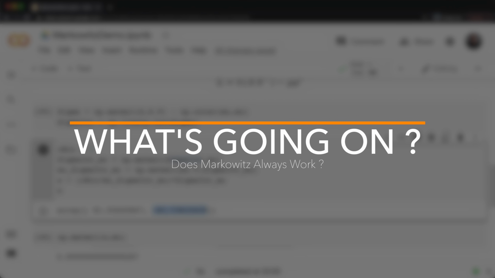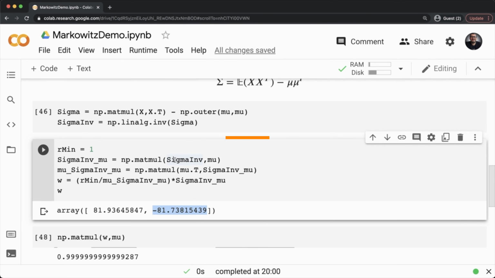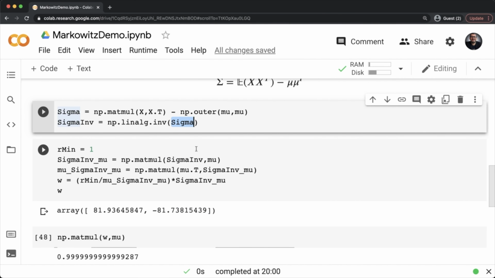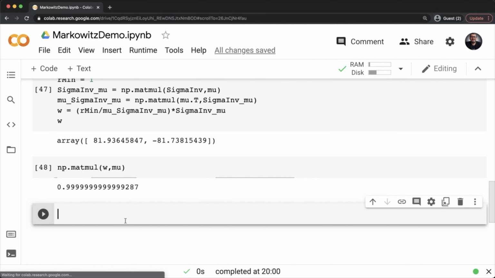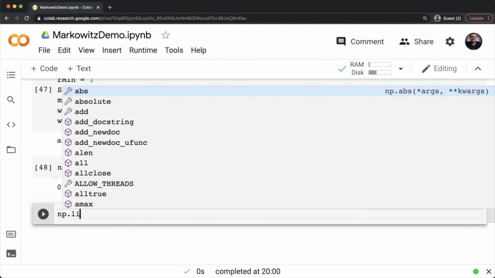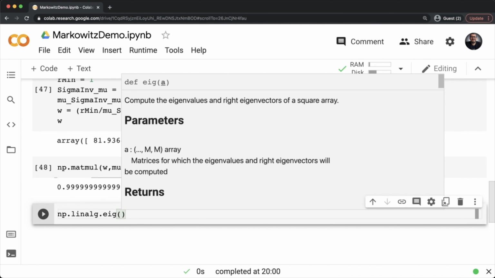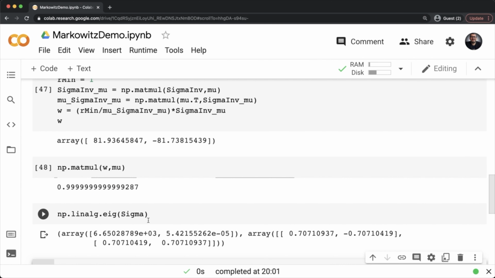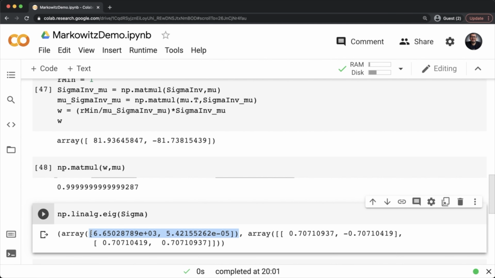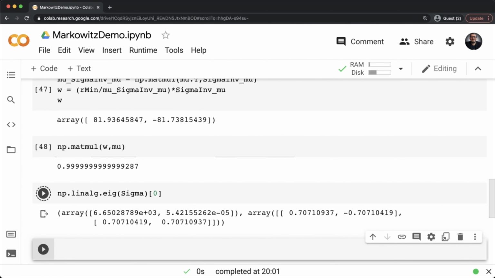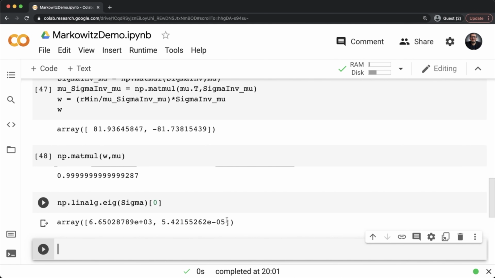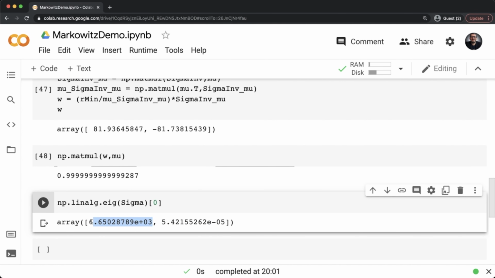Well, the answer lies, surprisingly, in the eigenvalues of sigma. So if I go ahead and show you the eigenvalues, np.linalg.eig of sigma, there you go. So those are the eigenvalues and those are the eigenvectors. Well, I'm only concerned with the eigenvalues, and there you go. A very large eigenvalue compared to a very small, if not zero, eigenvalue.